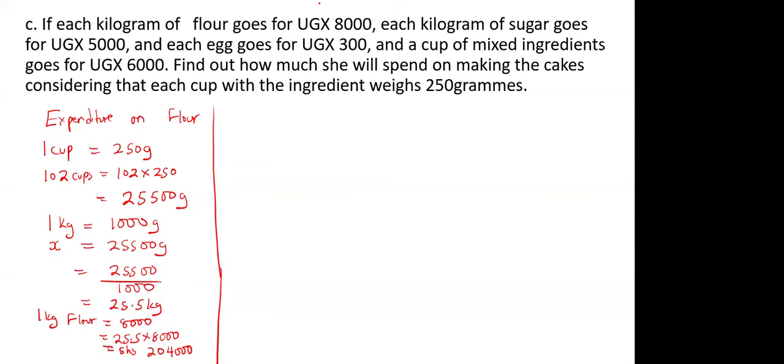Okay. Then after that, we are going to go to the next one. You find out your expenditure on each. Now we can go to sugar. When you go to sugar, you do the same. But let me first allow you to calculate for sugar. I want you to calculate for eggs and mixed ingredients. Let me give you 5 minutes to do that. Let's first calculate on our own for each of those, and then we see.